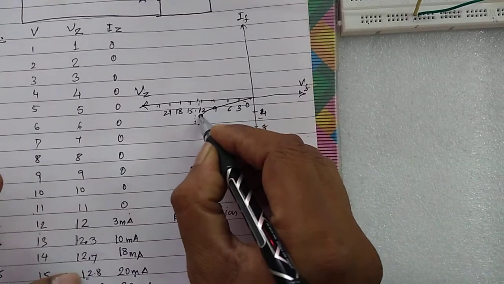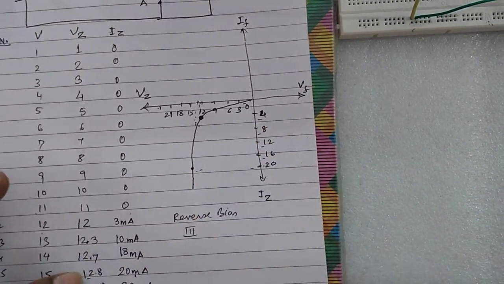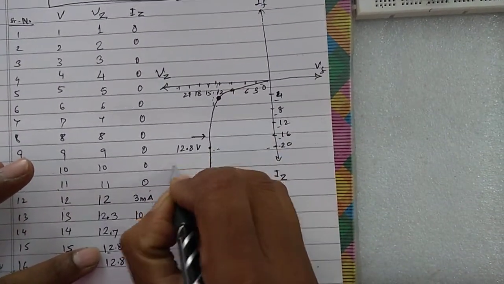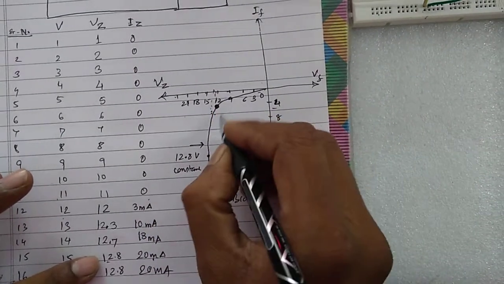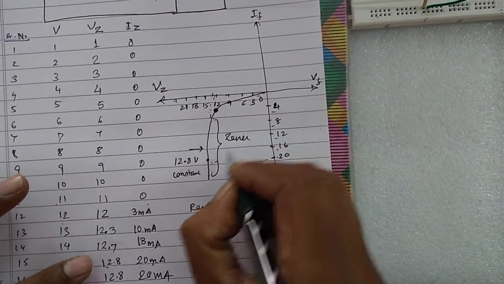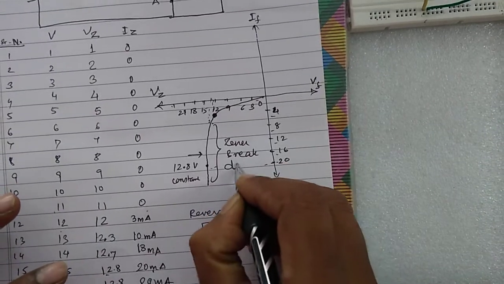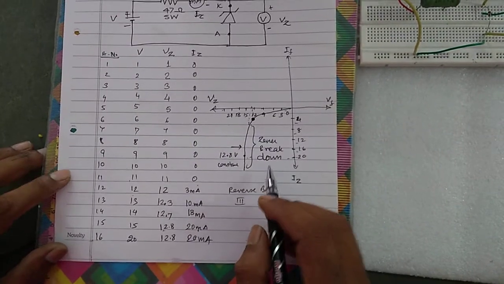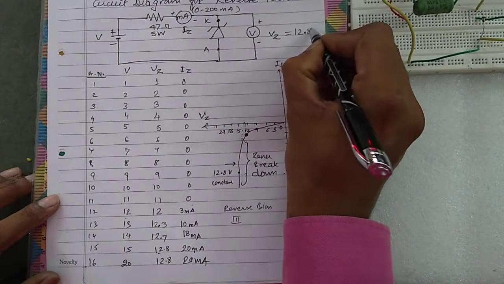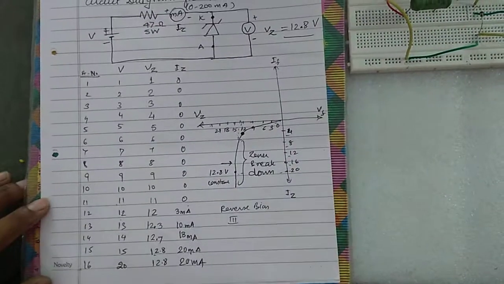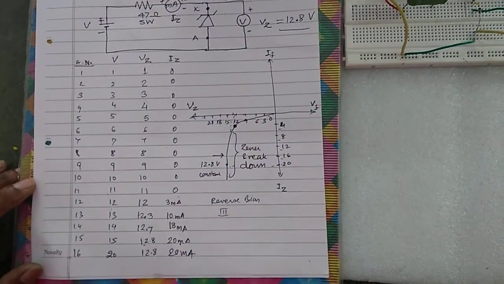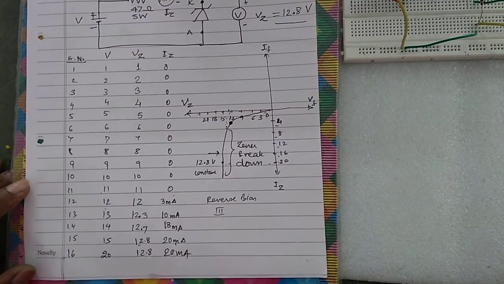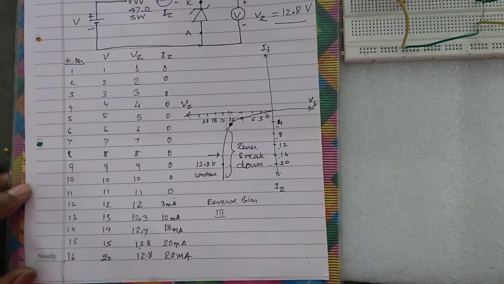So the current will flow like this. This is 12.8 volt constant. This is Zener breakdown. The Zener diode acts as a constant voltage regulator. Vz is equal to 12.8 volts. Now in the same way we can plot the forward bias characteristics, and the forward bias characteristics are exactly the same as that of a semiconductor diode.